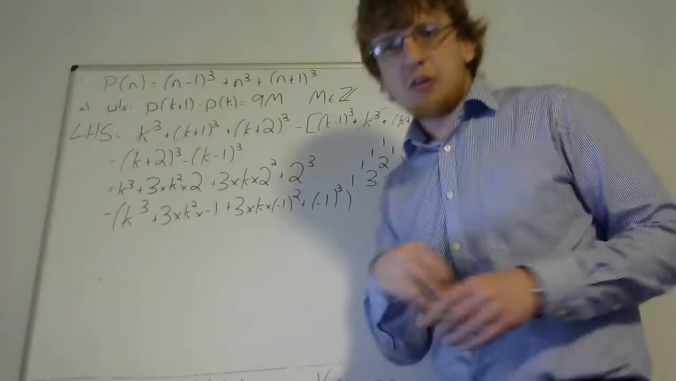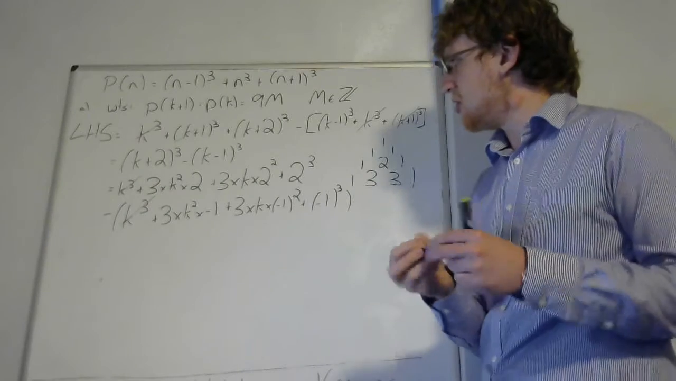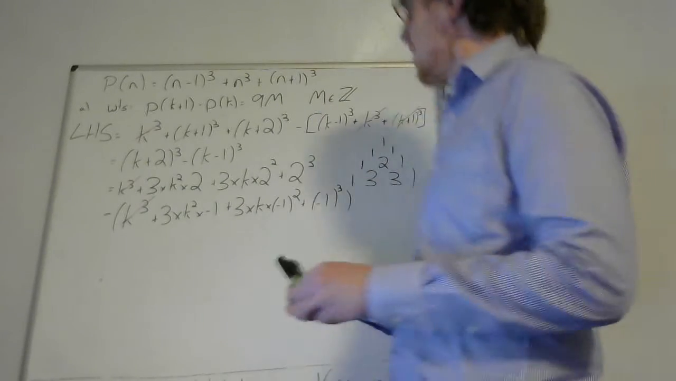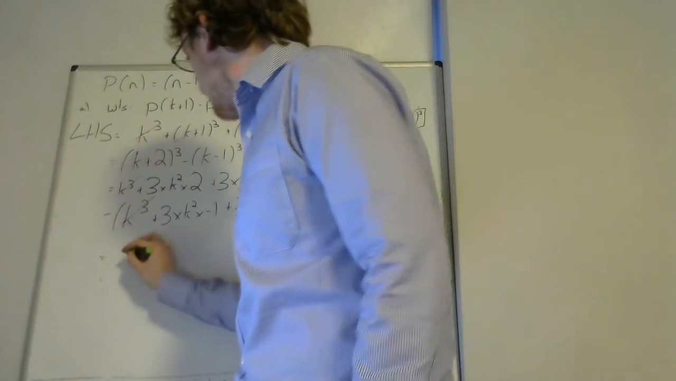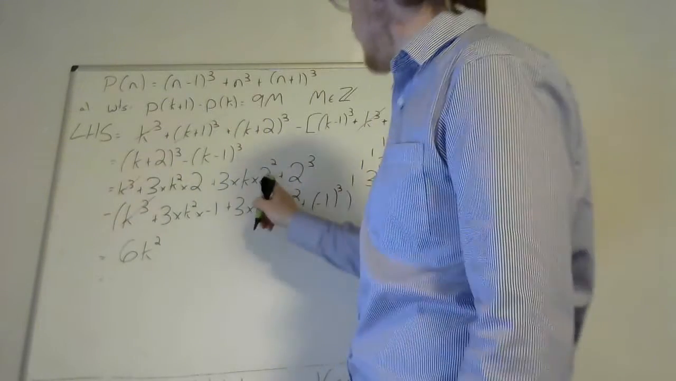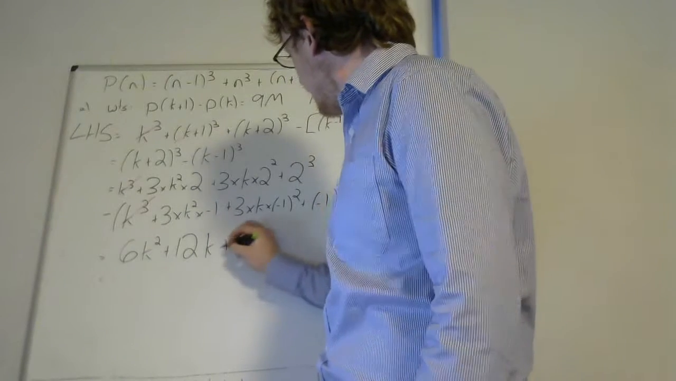And again, we can see that we've got a few things cancelling straight away. So this k cubed cancels out with that minus k cubed. I think those are the only ones that do. Yep. Okay, now let's work out what our terms are. So we've got 3 multiplied by 2, that'll give us 6k squared. 2 squared is 4 times 3 is 12, so plus 12k. And then 2 cubed is 8.